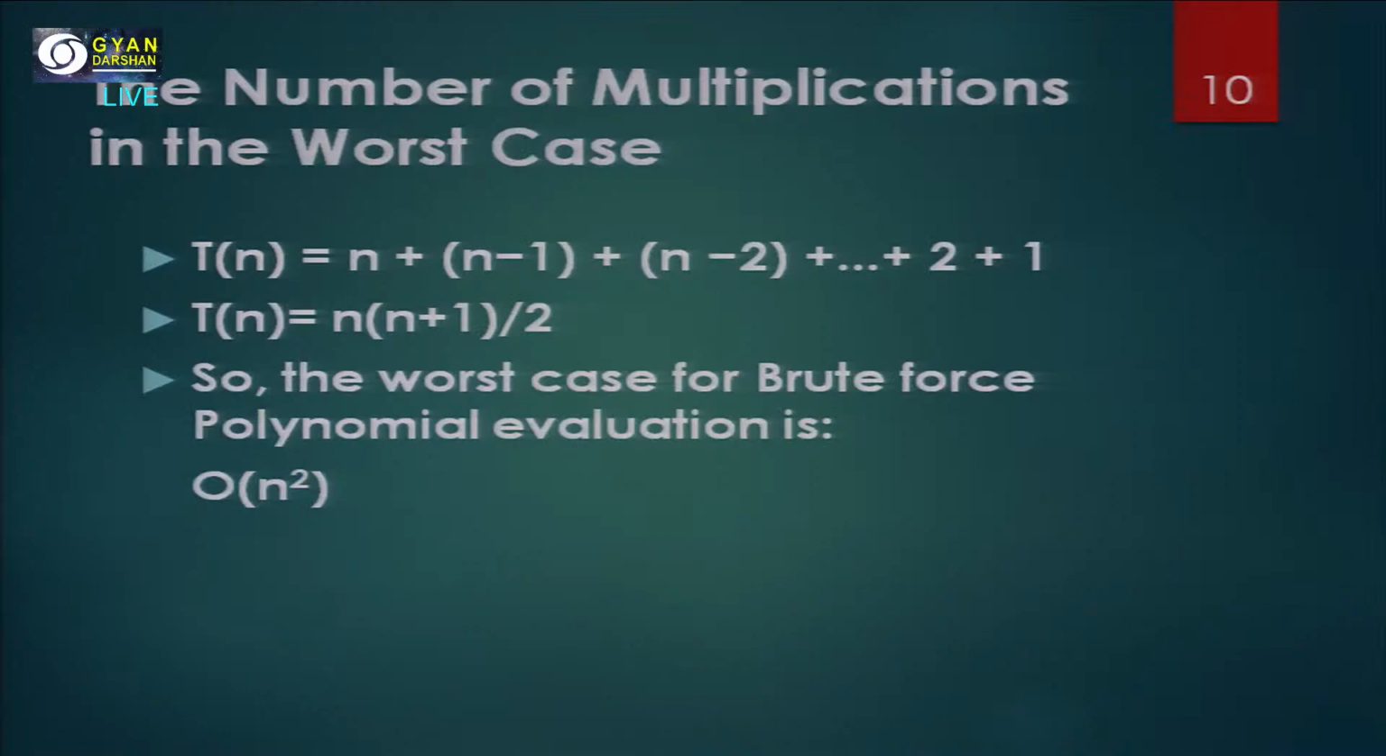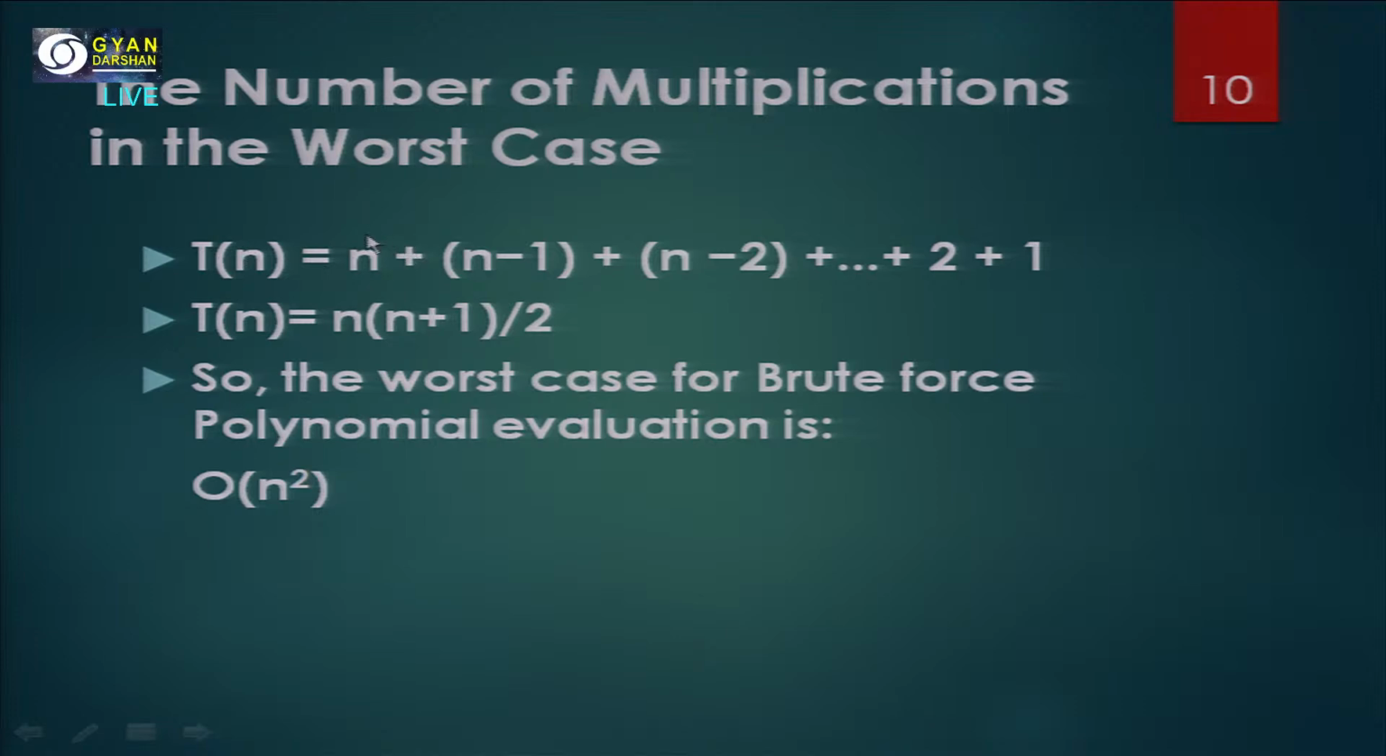Once we know the total number of multiplications, let's figure out the number of multiplications in the worst case. The worst case is when all the terms of the polynomial are there: x to the power n, x to the power n minus 1, with non-zero coefficients for each term. So this is going to be our worst case. For the worst case, Tn, that is the time for evaluation of the polynomial in terms of number of multiplications.